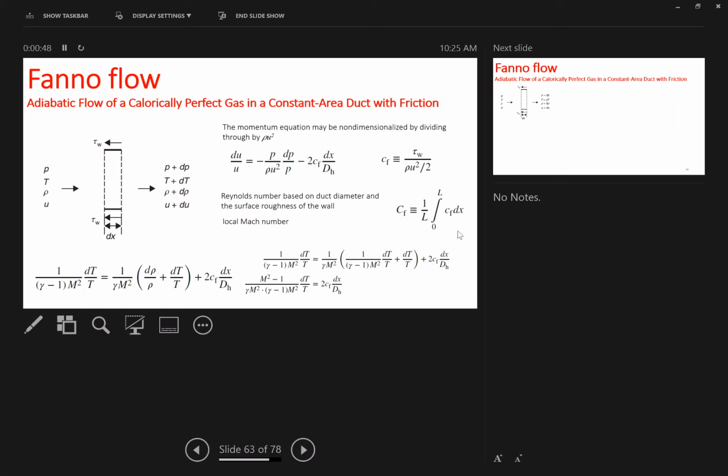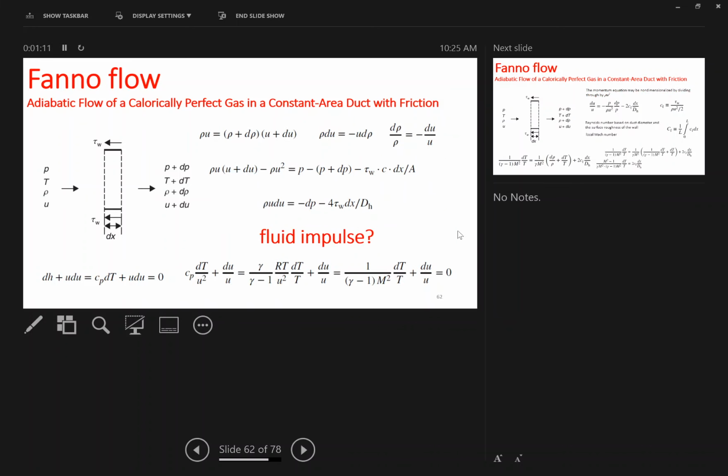We talked about the main equations, we covered all the Rayleigh flow. We talked a little bit about the Fanno flow. Again, Fanno flow is the adiabatic flow of a calorically perfect gas in a constant area duct with friction, right? So we had the equations, the momentum equation, the conservation of mass equation here first, right?